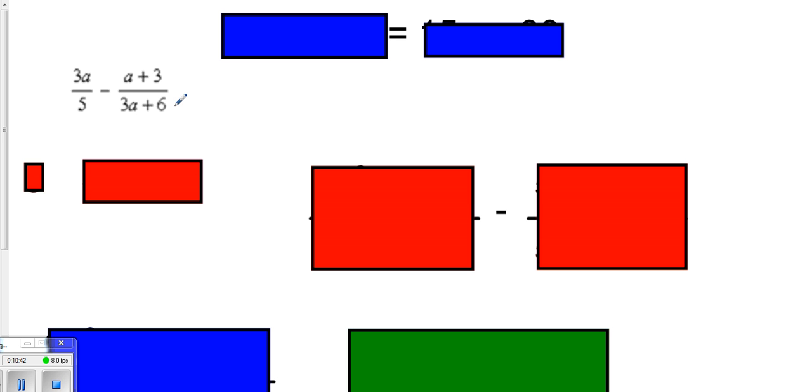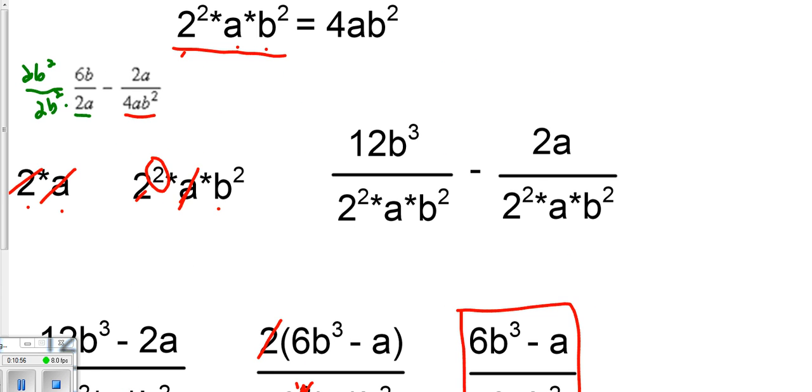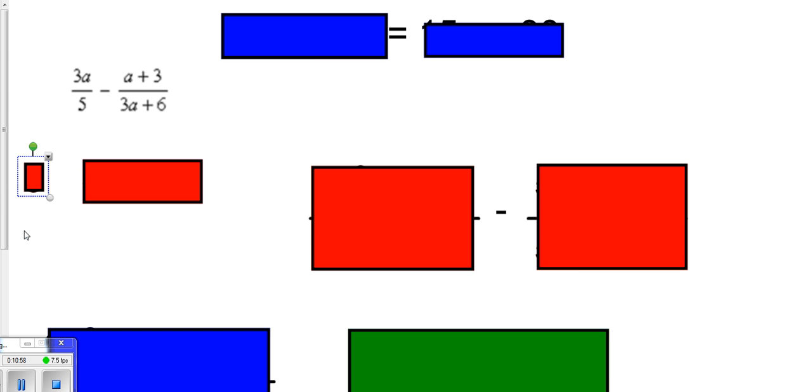We've got another example here: 3a over 5 minus a plus 3 over 3a plus 6. Again, factor both denominators. Oops, all the way back to the beginning. There we go. Delete that box. This one just becomes 5.